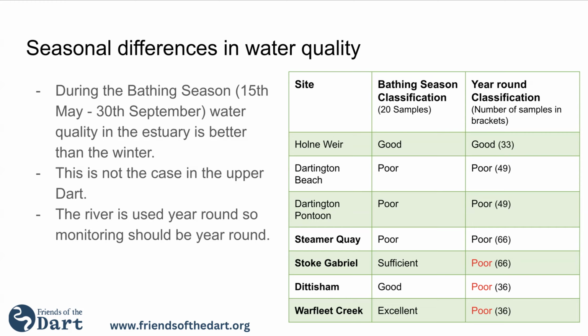However, I feel it's important that this information is available and transparent, because the reality is people are using the river year round. It doesn't just stop in September and start up again in May. There's always people in the river. When I'm out sampling, people are always in. So we need to be able to inform people on this. Next slide.